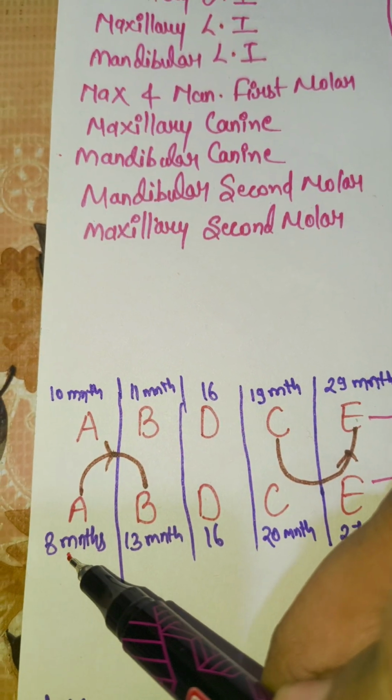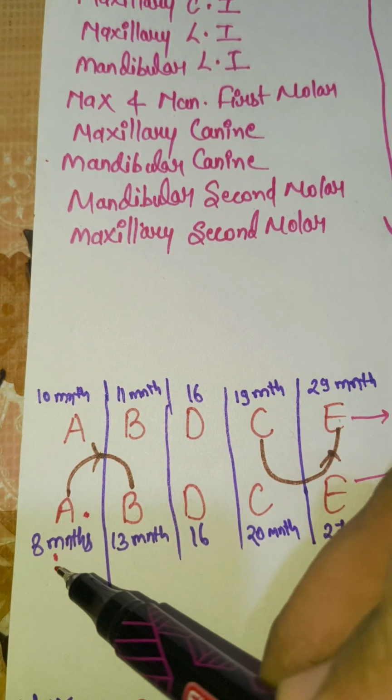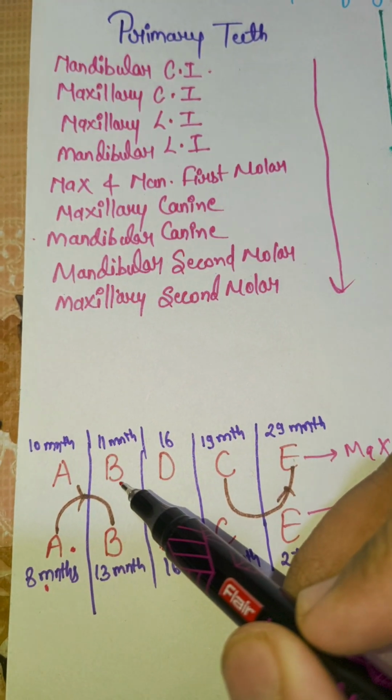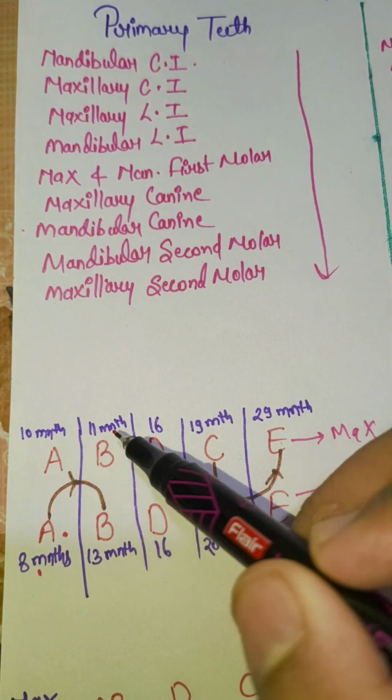So here we start from 8 months. What is this? This is the mandibular central incisor, this is the maxillary central incisor. So first the mandibular central incisor, then the maxillary central incisor. B stands for maxillary lateral incisor and B stands for mandibular lateral incisor. So like this: 8 month, 10 month, 11 month, 13 month.